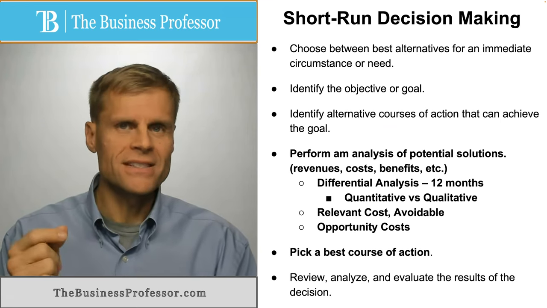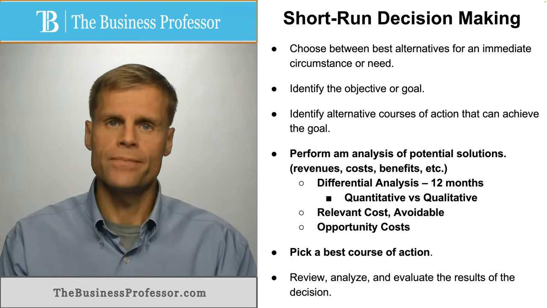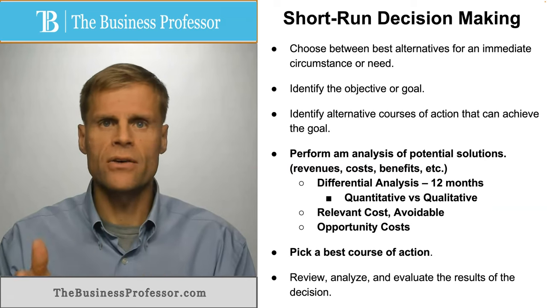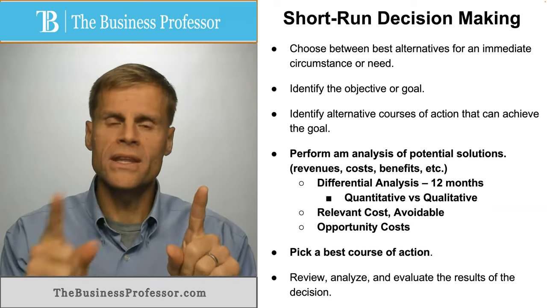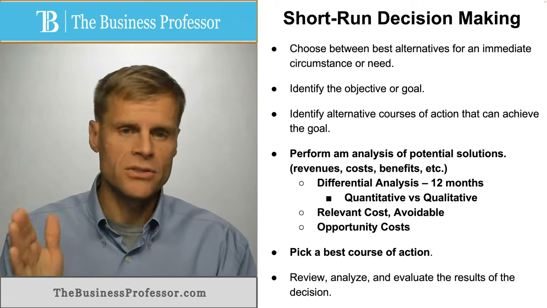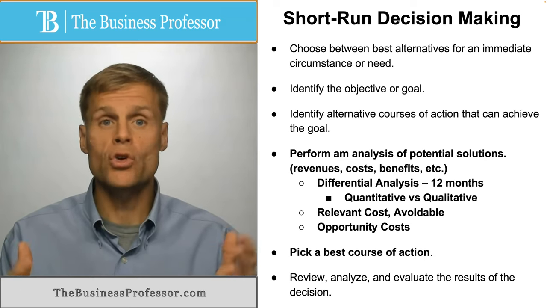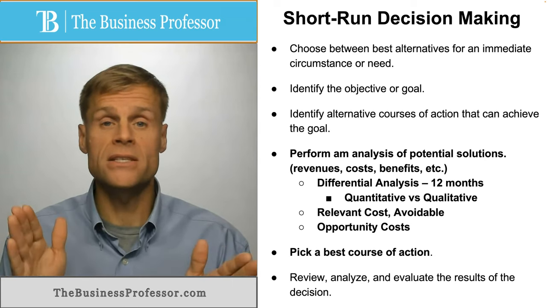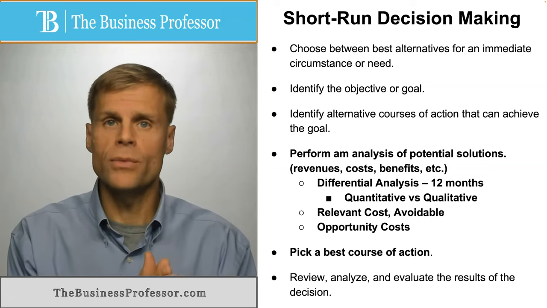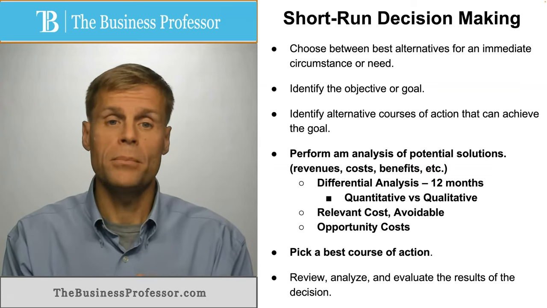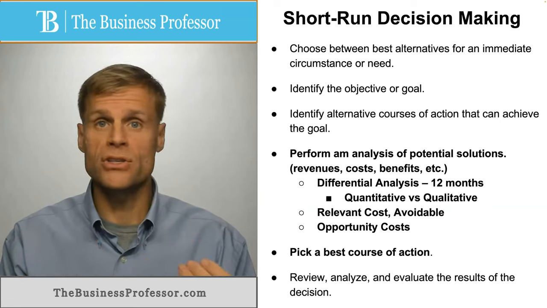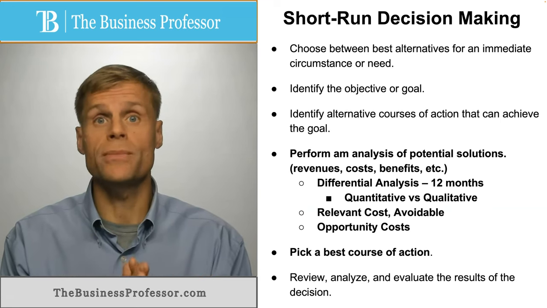The difference is that you do it in the short run. You look at the effects of the decision that happen within a finite period of time. Generally, in terms of short-term decision making for accounting purposes, you're looking at under 12 months within the company. But based upon the situation or scenario, it could be a shorter period of time.